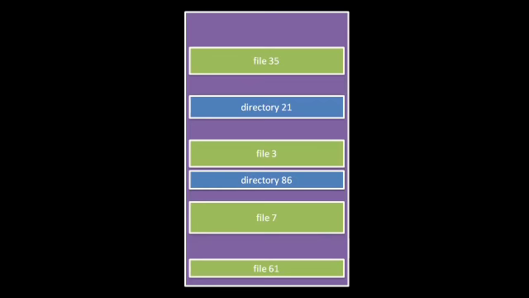In most partition formats used today, each file and directory within a partition is known by an identifier number unique within that partition. So here we have a partition with a file 35, and so we can have no other files within that partition with the ID 35, nor any directories with the ID 35.